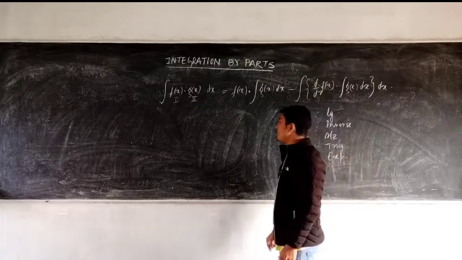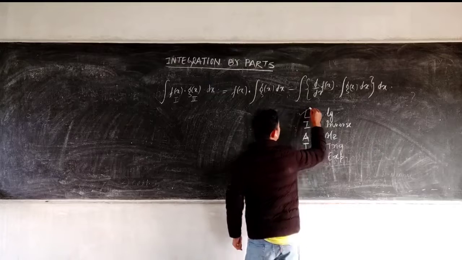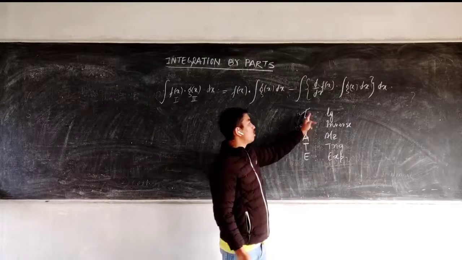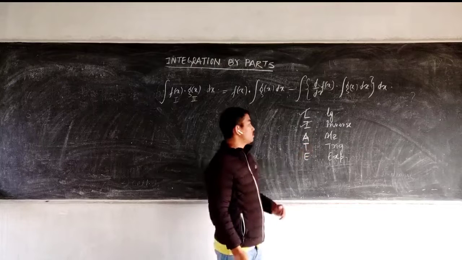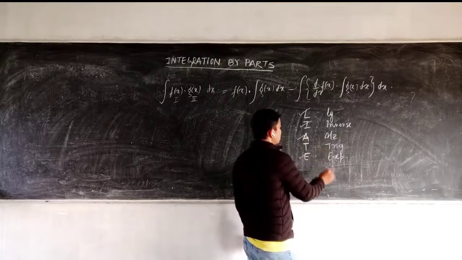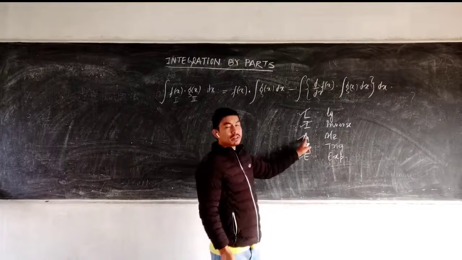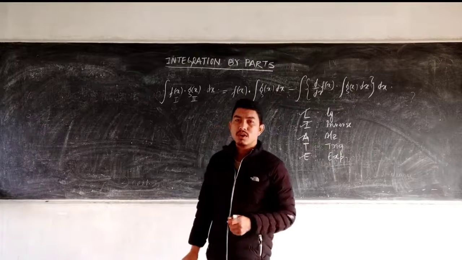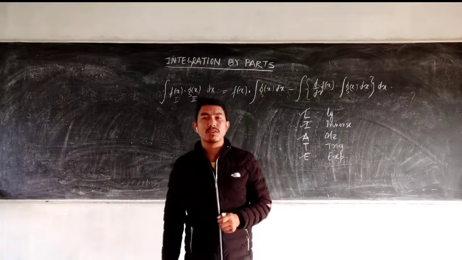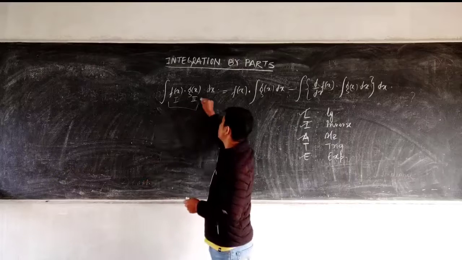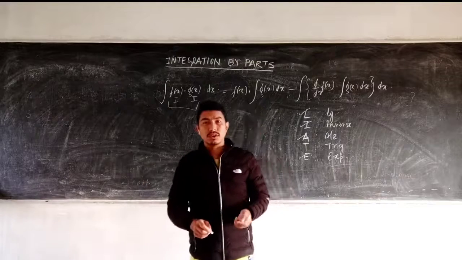So if we have two functions, one belonging to the logarithmic and the other belonging to the inverse, in that case we'll take the log as the first function and the inverse as the second. Similarly, if we have the algebraic and the exponential, the algebraic will be the first function and the exponential will be the second function. That is how we choose the first function and the second function when we have the product of two functions.